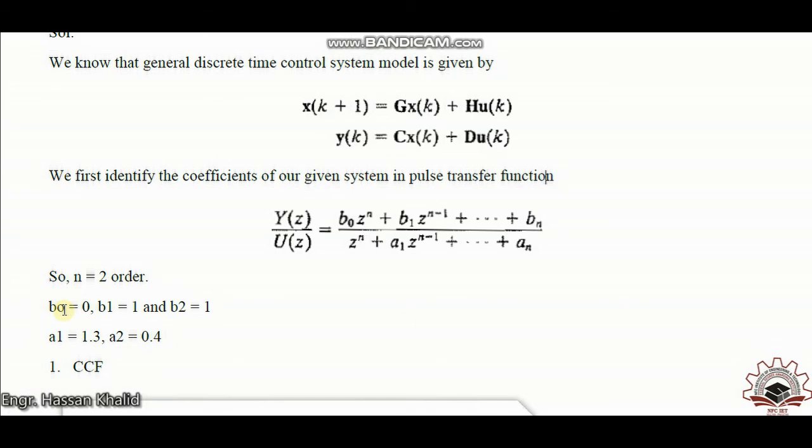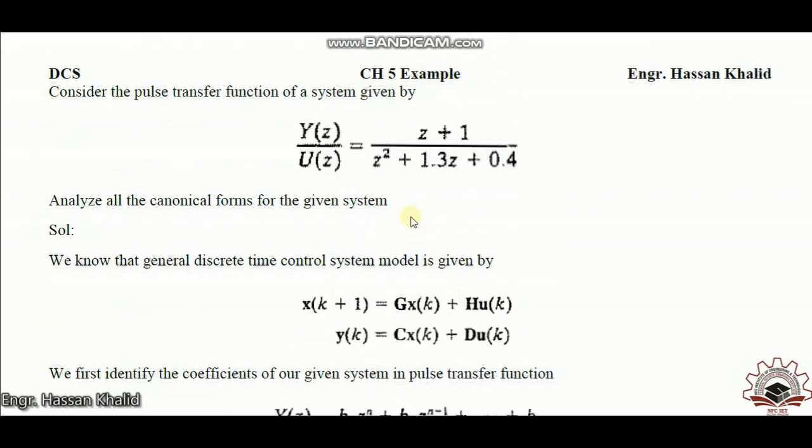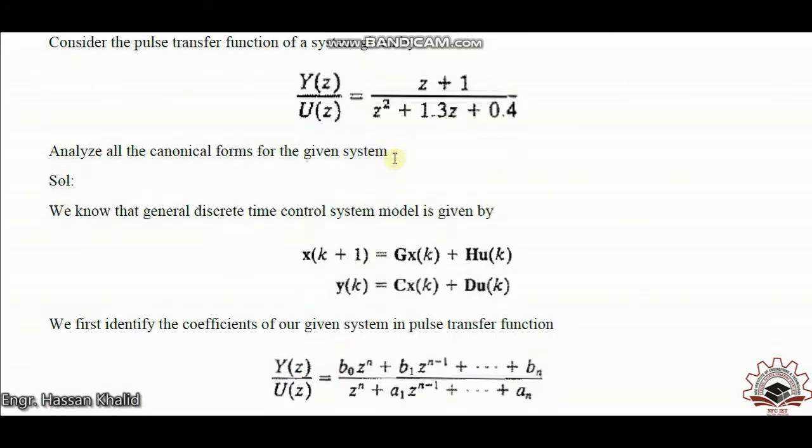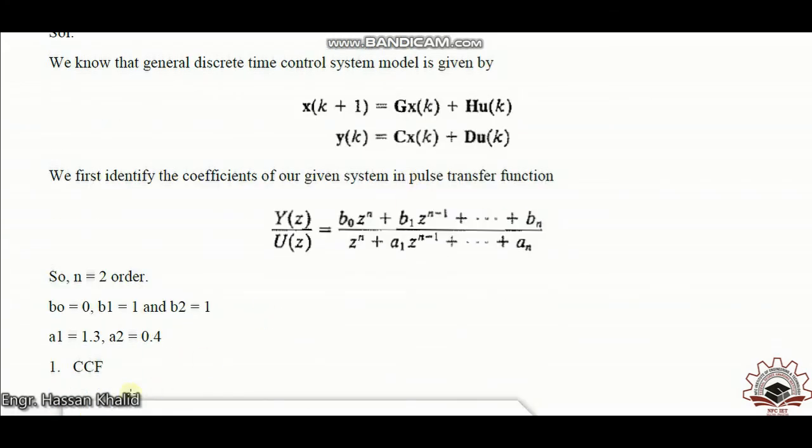Okay, what will be the value of b naught from here? b naught is equal to 0, and if you look at it, you will easily realize that z squared is missing from the numerator, so b naught will be 0, b1 will be 1 and b2 will be 1. Similarly, the coefficients of a: a1 is equal to 1.3 and a2 is equal to 0.4.